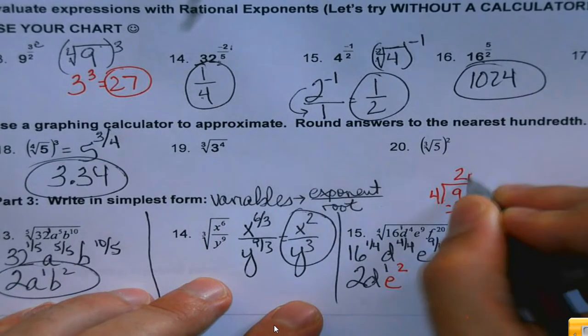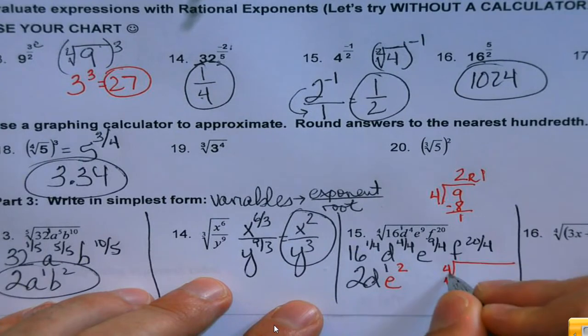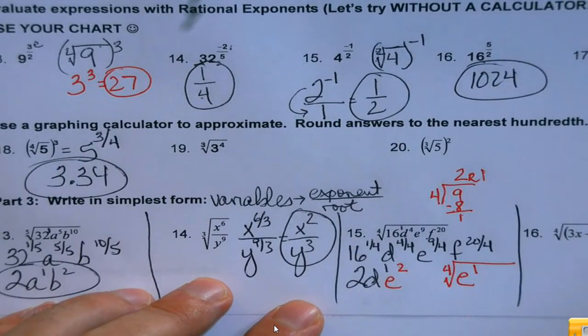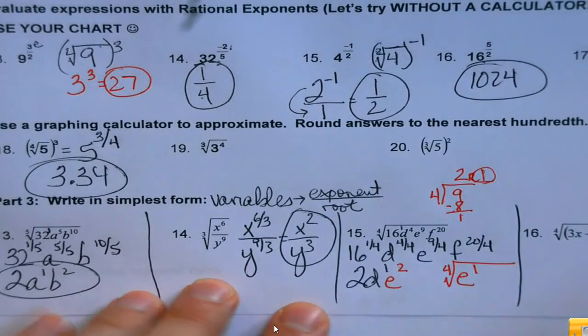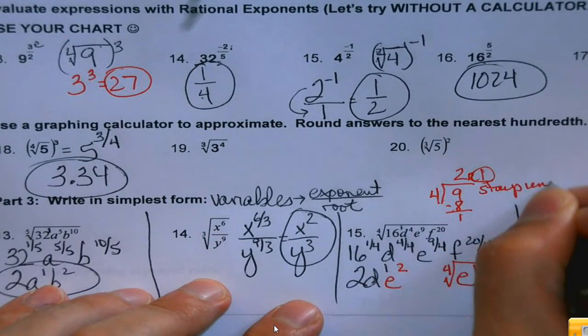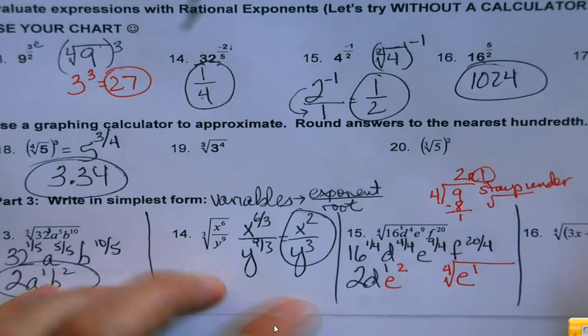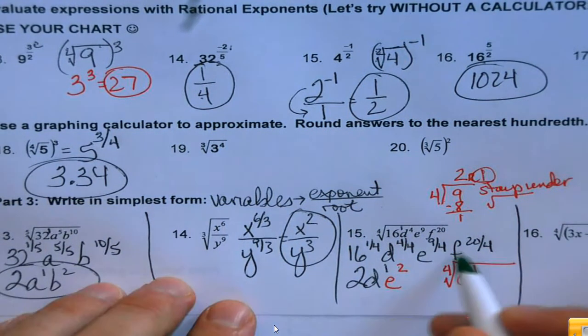I got 1 left over. The leftover stays underneath the radical. Okay? So whatever my remainder is stays under the radical instead of getting out. And then f goes back to being normal.